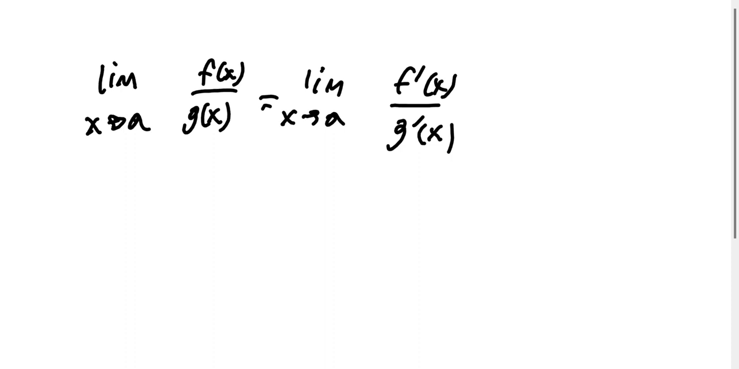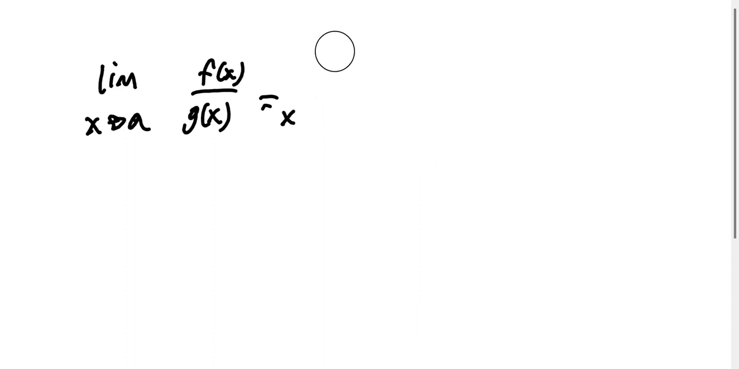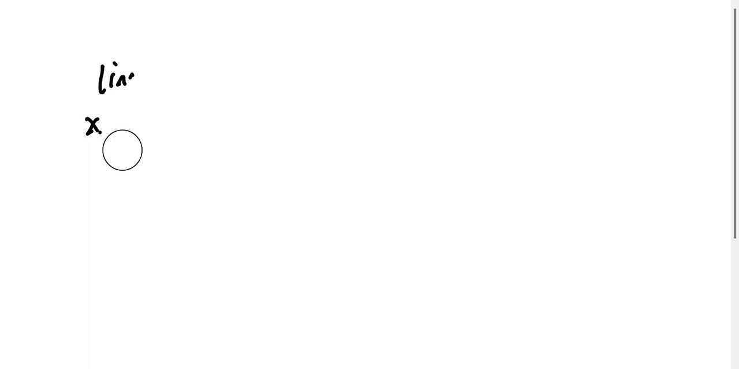So what's going to happen is that we're going to have a situation like earlier where we have 0 over 0, and then we can't factor it, so we're going to have to use L'Hopital's rule.